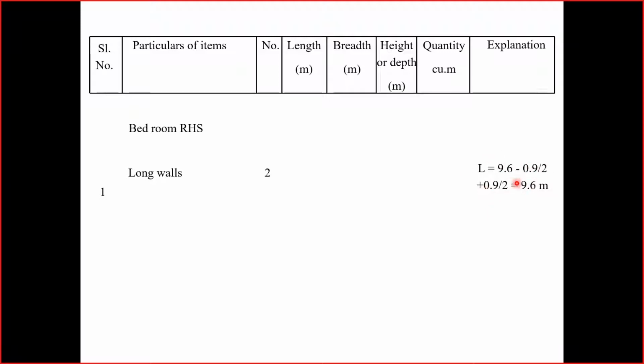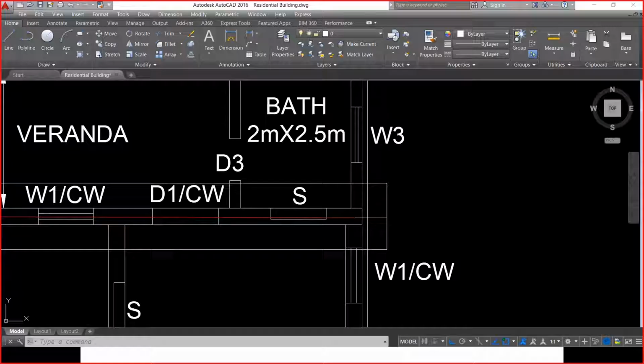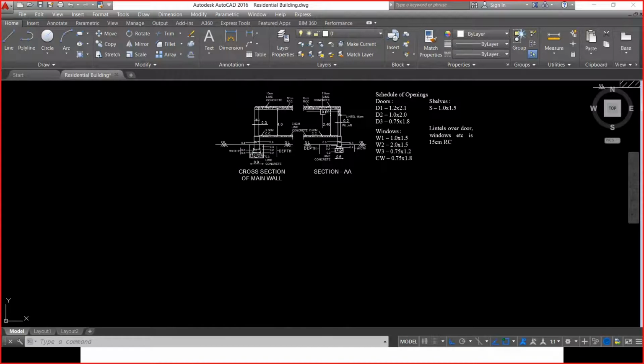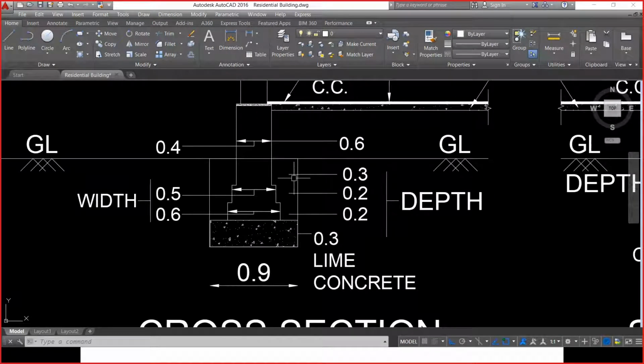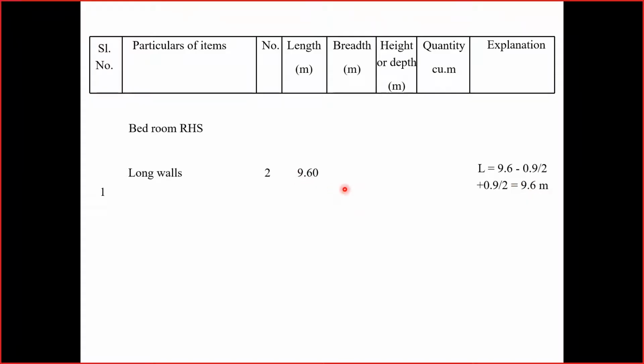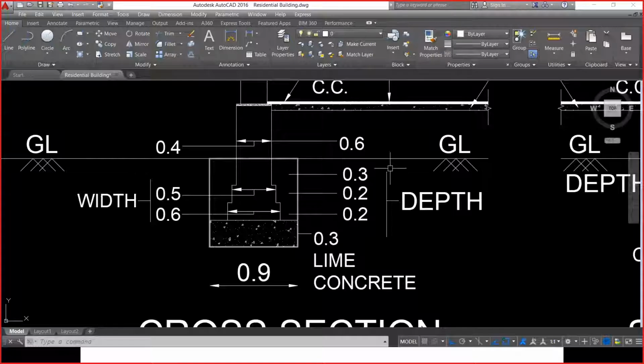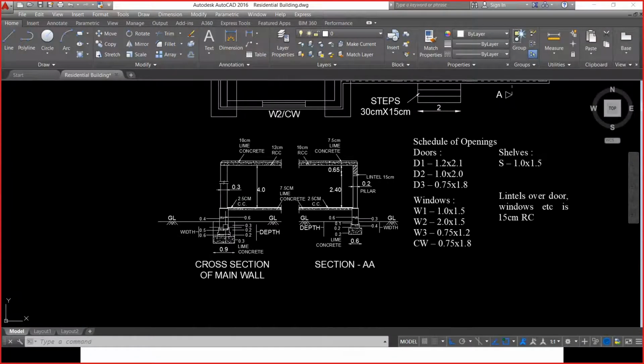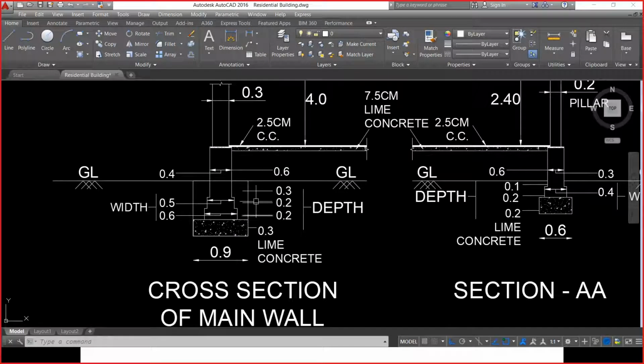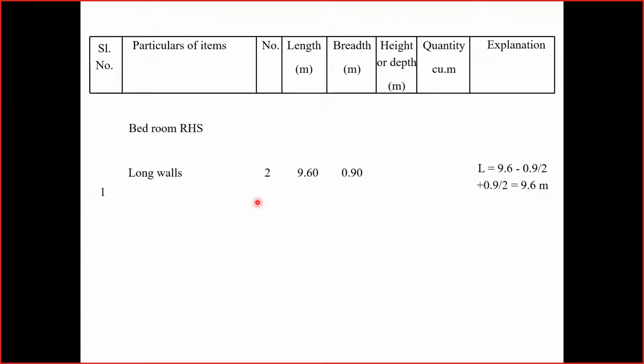The length is going to remain same as 9.6 meters. 9.6 meters is the length, and width of excavation is not going to change. Of course, the width of excavation remains same. The total width of excavation is 0.9 meters, and height or depth of excavation from the natural ground level for all the main walls is same. This is the section given. So 1 meter. The total quantity is product of these things. So 17.28 is the total quantity.